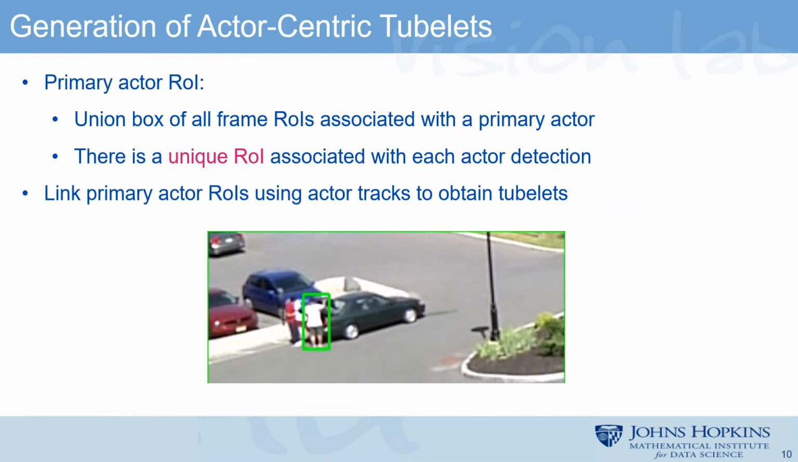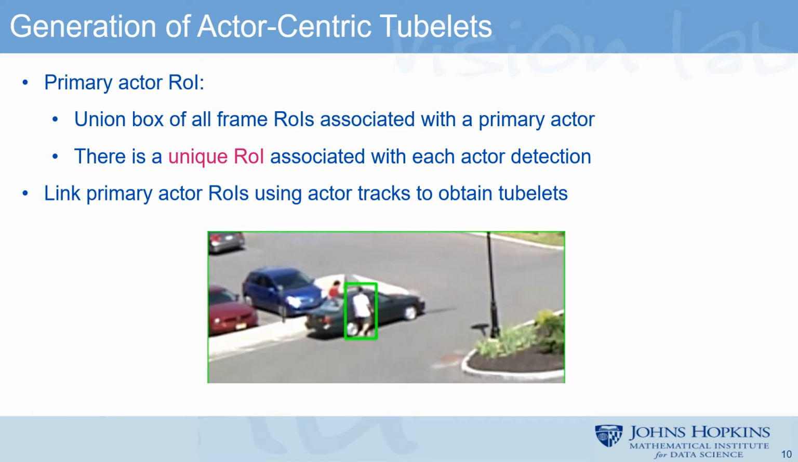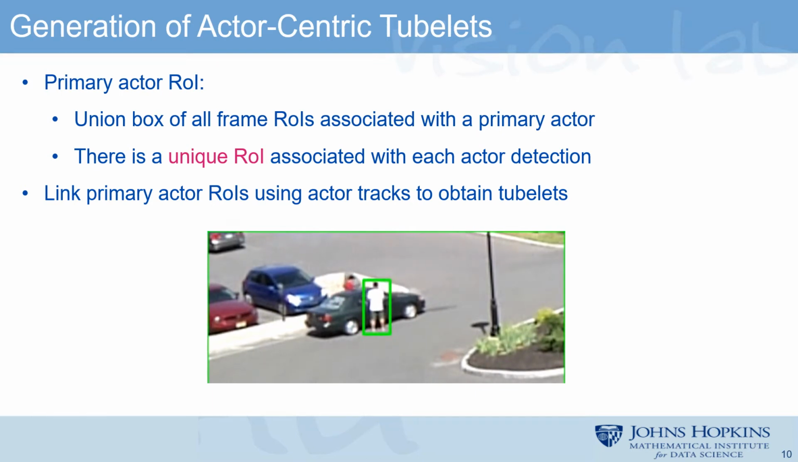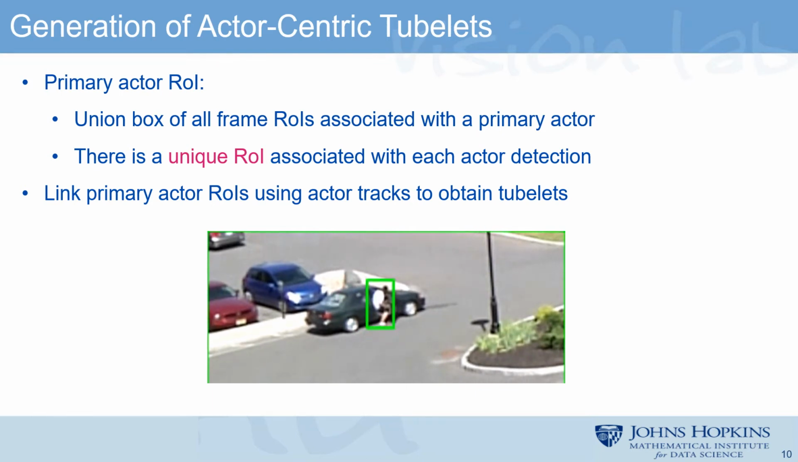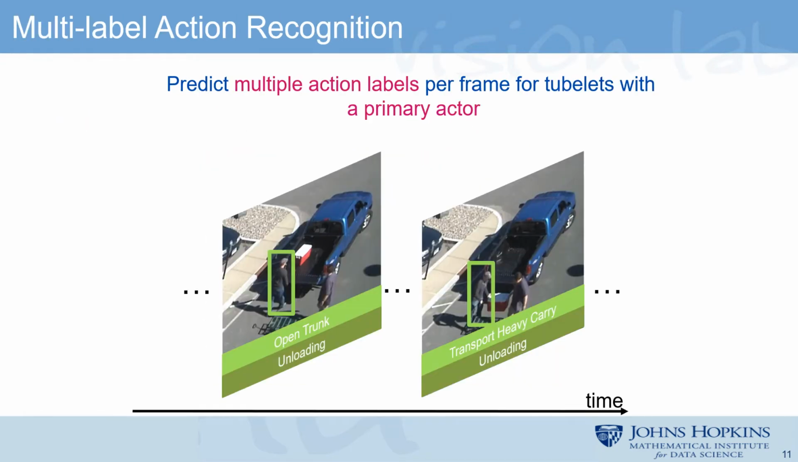Given these regions, we first compute the union box of all frame regions of interest associated with a particular primary actor. Afterwards, we link the primary actor regions of interest using actor tracks to obtain tubelets. Our tubelets, after some further post-processing to ensure smoothness and constant height and width, look like this. Given the extracted tubelets, we are now ready to detect activities in each one of them.